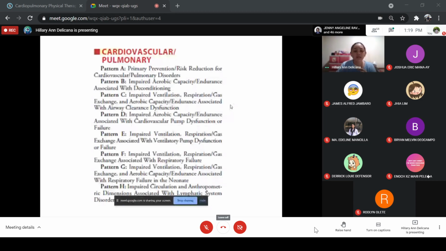And then pattern E, your impaired ventilation, respiration, or gas exchange associated with ventilatory pump dysfunction. So more on pulmonary issues that are related to your CHD, CHF. For your pattern F, impaired ventilation, respiration, or gas exchange associated with respiratory failure. So more on respiratory arrest, ARDS. Pattern G, impaired ventilation, respiration, gas exchange, and aerobic capacity or endurance associated with respiratory failure in the neonate, so more on pediatrics. Pattern H is impaired circulation and anthropometric dimensions associated with lymphatic system disorder. So the main focus is this one, your pattern D. This is the one for CAD.